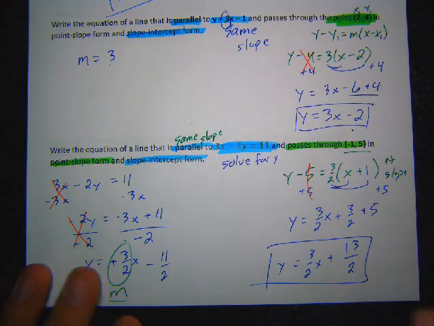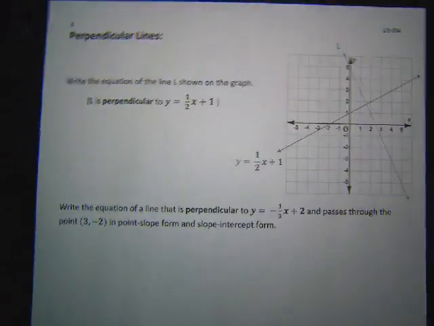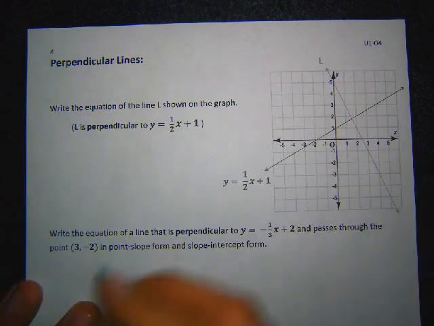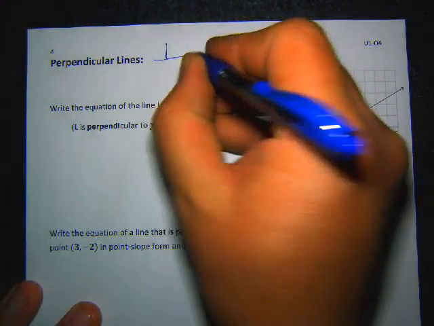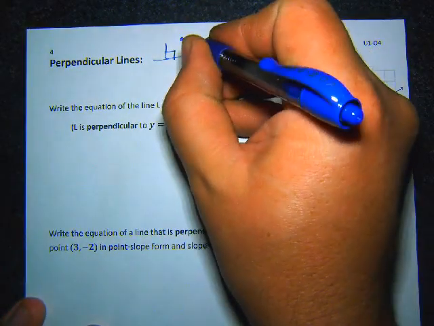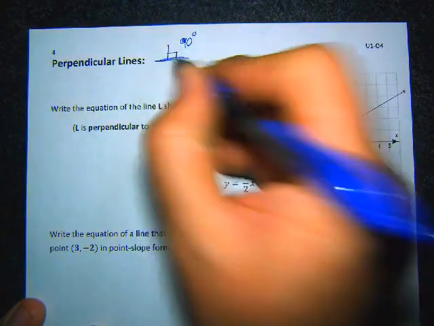Okay, we're ready for the last page. The last page on this, we're just going to take this and deal with perpendicular lines instead of parallel. Remember, perpendicular means they make a nice right angle. You usually use the little box for a right angle, a 90 degree angle. That's what perpendicular lines do. Perpendicular lines make a right angle.